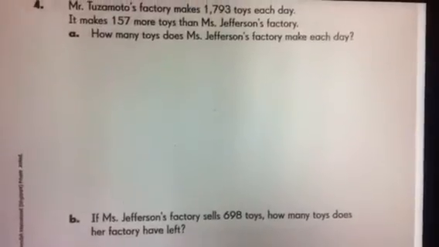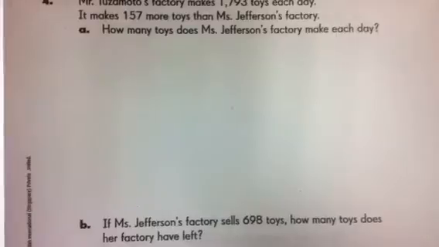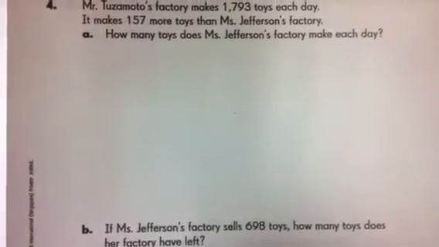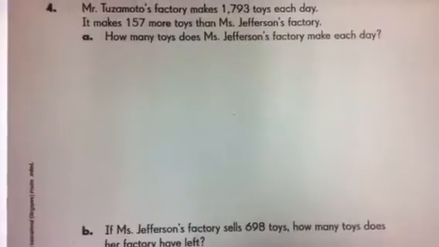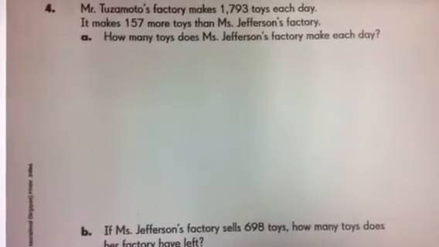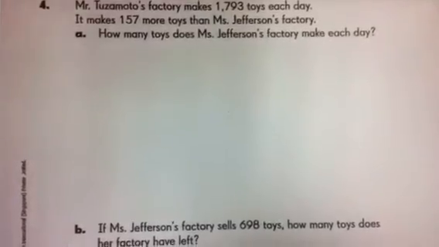Step number 1, read the problem. Mr. T's factory makes 1,793 toys each day. It makes 157 more toys than Miss Jefferson's factory. Part A. How many toys does Miss Jefferson's factory make each day?